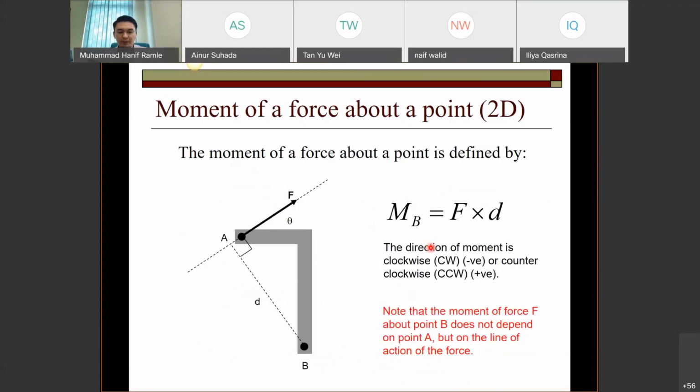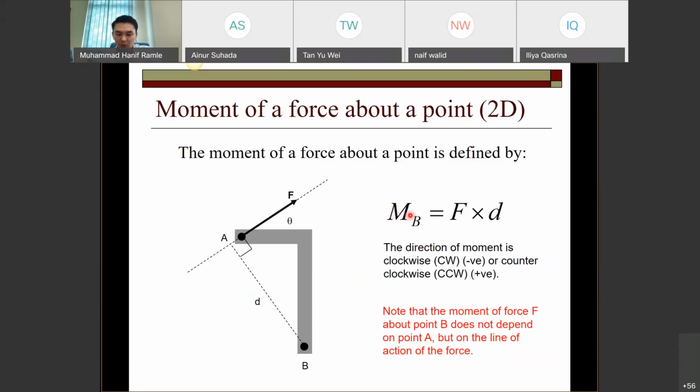Okay, this is the moment. Moment of a force about a point. When we calculate a moment, we do have to select a point. So the moment of a force about a point is defined by this equation.